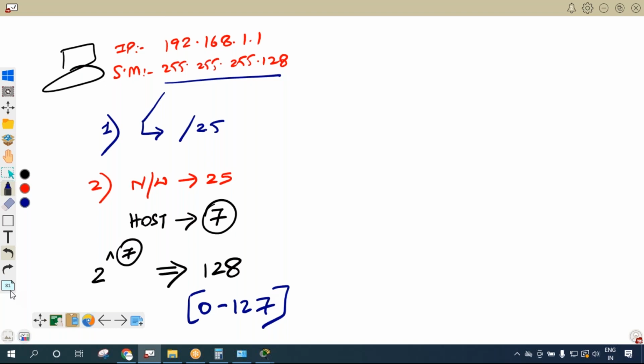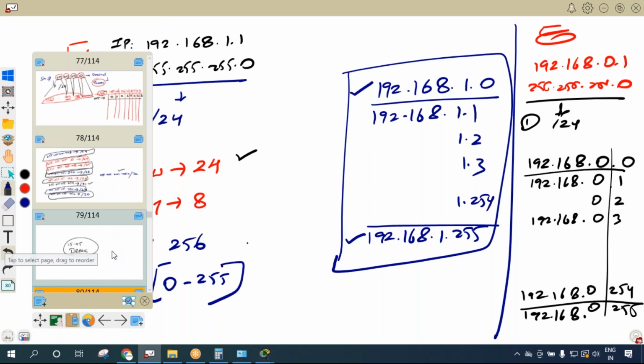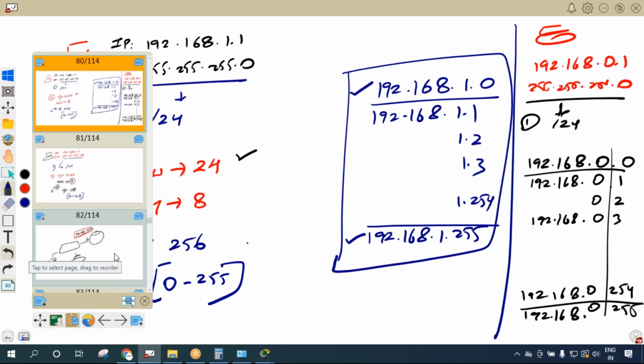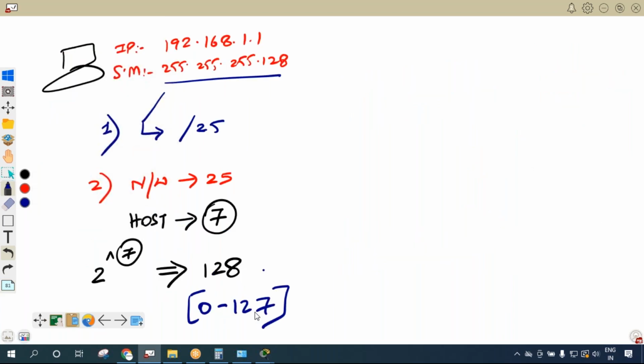Are you understanding, my dear friends? For 256, what did you do? 0 to 255. First IP is 0, last IP is 255, one less. The same concept you have to apply here. 0 to 127. So that means the first IP address will be .0 and the last IP address will be .127. In this network, you will have these IPs.